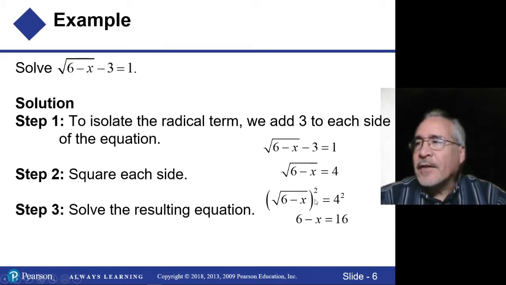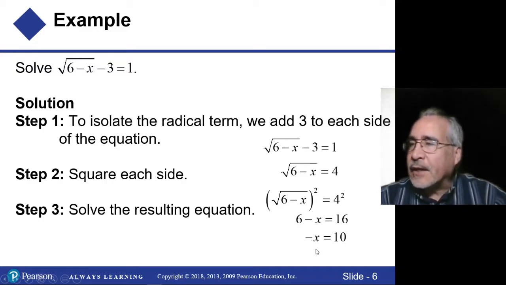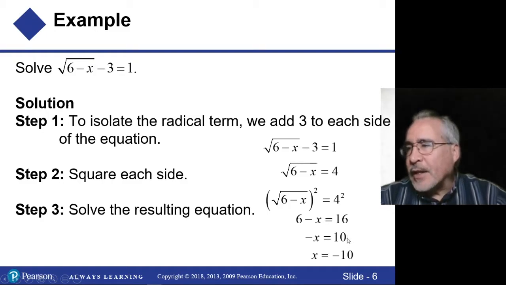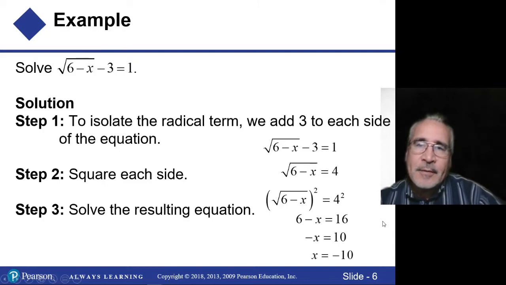And then we solve the resulting equation. So we will subtract 6 from both sides. That gives us our 10. And then they divide by negative 1, because we want x equals, not negative x equals. That moves the negative over here. x equals negative 10, just like we found from the graphing part.